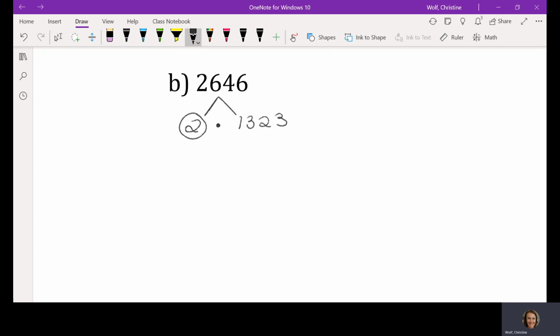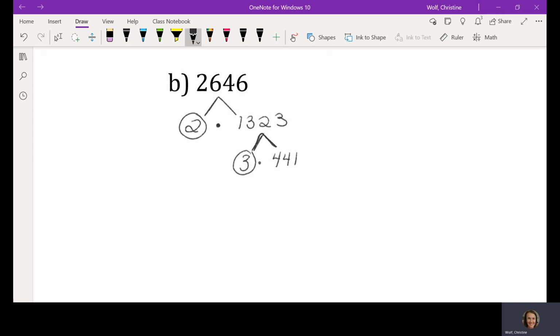I know that 2 is prime, so I'm just going to circle it right off the bat. But 1323 is probably not prime, so let's try to think of a number that goes into it. We know 2 won't go into it because it's not an even number, so let's try 3. If I divide that by 3, I get a nice number. I get 441. So we know that works. If you get a decimal, you know it doesn't work. So I'm going to circle 3 as well because 3 is prime. There's no other way to break that down.